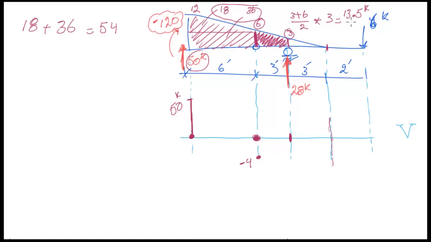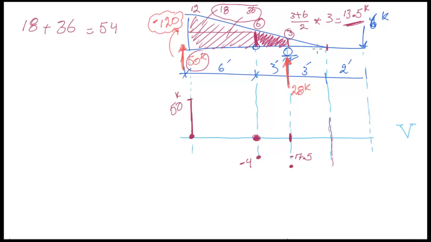Okay, so the area of this segment is 13.5 k. This number is telling me to look back at the previous point and drop 13.5 units from the previous shear value. What is the previous shear value? It is negative 4. And how do I drop 13.5? Just go down 13.5, you'll end up here, and the value will be 17.5. So, in the negative, of course.